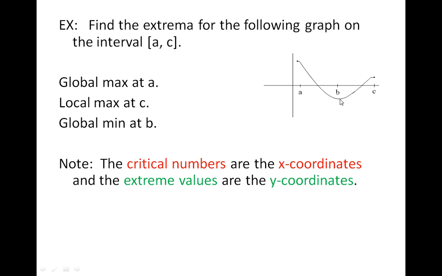For example, right here, x equals b is the critical number, and then the extreme value would be the y-coordinate when x is b. So I don't have a scale on this particular picture, but whatever the y-coordinate down here would be is what I would refer to as my extreme value.